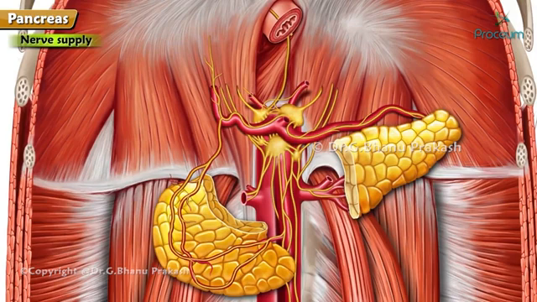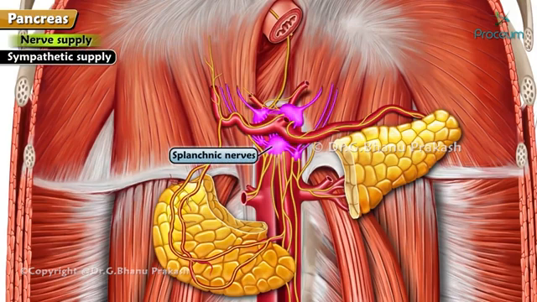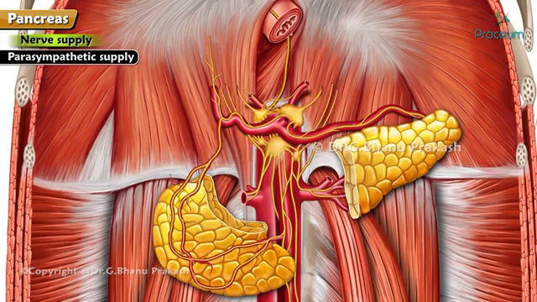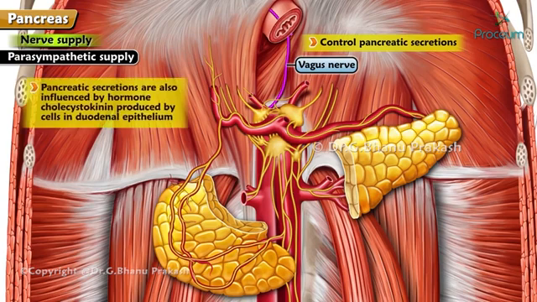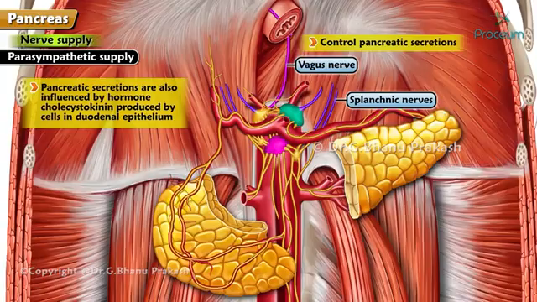Nerve supply. Sympathetic supply is from the splanchnic nerves, which are vasomotor. Parasympathetic supply is from the vagus nerve, which controls pancreatic secretions. Pancreatic secretions are also influenced by the hormone cholecystokinin, produced by cells in the duodenal epithelium. Parasympathetic and sympathetic fibers reach the pancreas by passing along the arteries from the celiac plexus and superior mesenteric plexus.